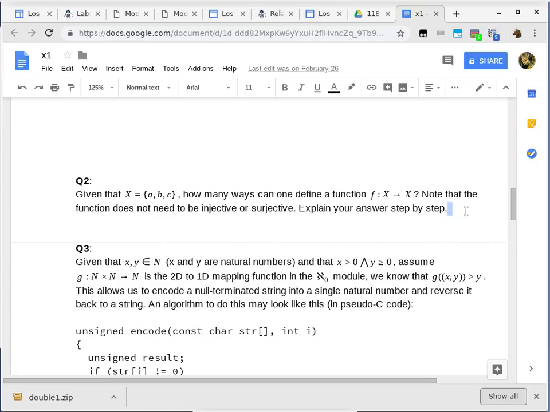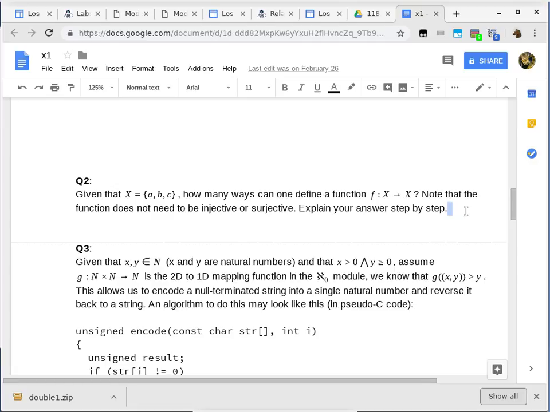Wait, so at first I was thinking each element in X is used 3 times, but then if you have any duplicates... It can be duplicates. In other words, it's perfectly okay for A, B, and C all to map to just A. It is not injective anymore. It is not surjective anymore. But I specifically say that that is not an issue. So that means A has three possibilities. A can map to A, A can map to B, A can map to C.